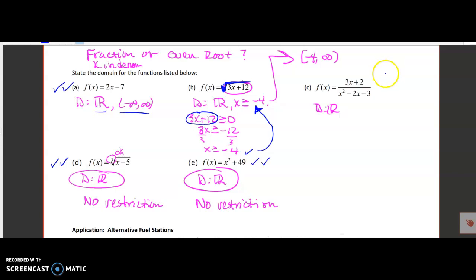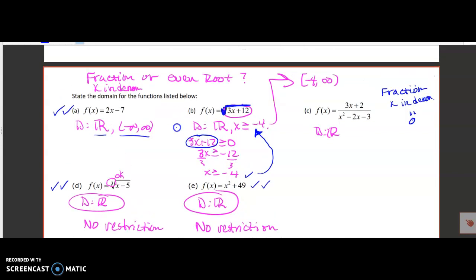Finally, we have a fraction and that fraction has an x in the denominator. Okay, we got to do something about that. So what did it say if I have an x in a denominator? How am I going to handle those type for the domain?